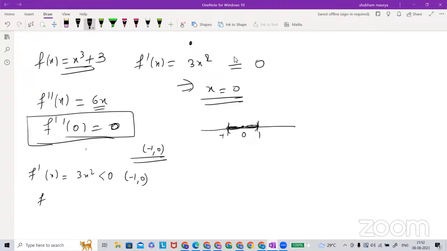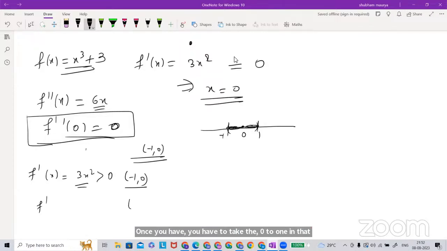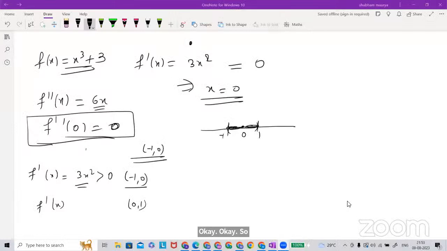Now take the interval 0 to 1. In that case, it will be positive. Again, if you check, the double prime is 3x square, in this interval.